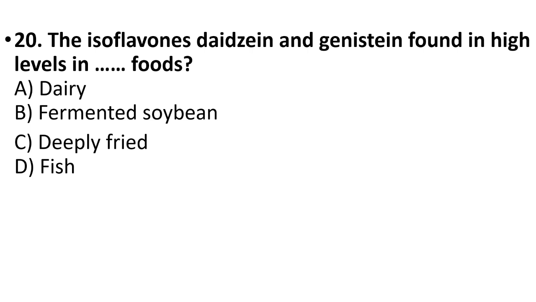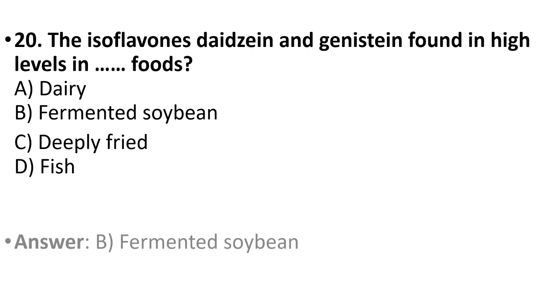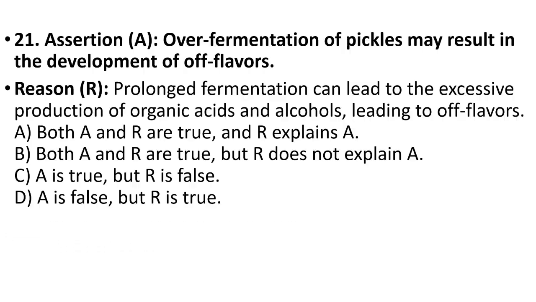20. The isoflavonoids daidzein and genistein are found in high levels in which foods: dairy, fermented soya bean, deeply fried foods, fish. Your answer is option B, fermented soybean.